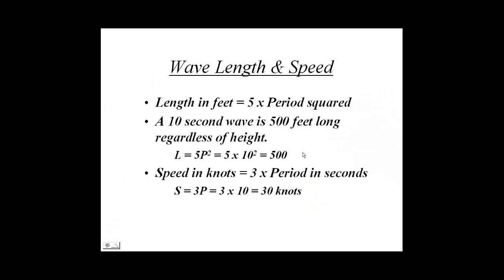Okay, wavelength and speed. The length in feet is 5 times the period squared. A 10-second wave is 500 feet long, regardless of its height. So length equals 5p squared, 5 times 10 squared equals 500 feet long. Speed in knots, as we said before, is 3 times the period, so for that wave, 3 times 10 is 30 knots, okay?